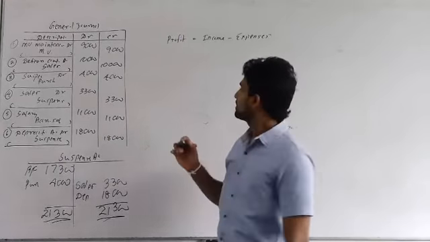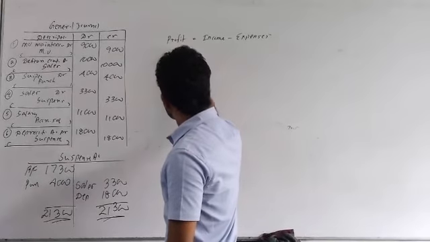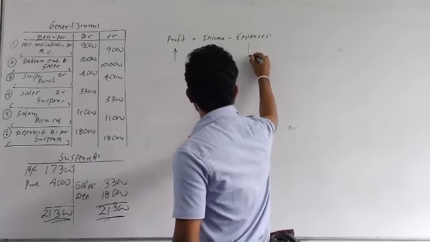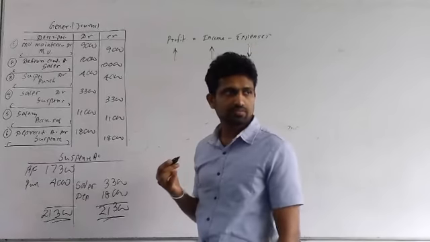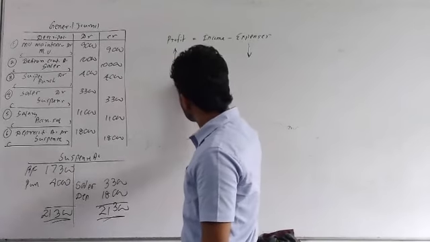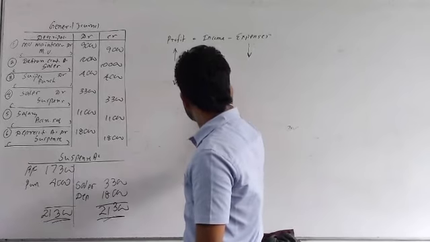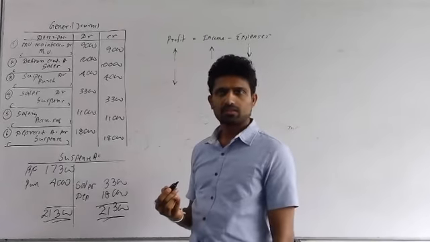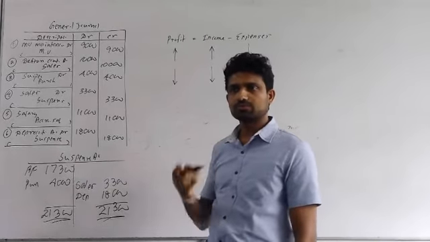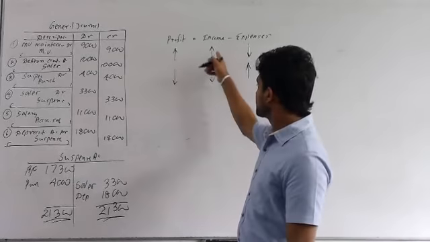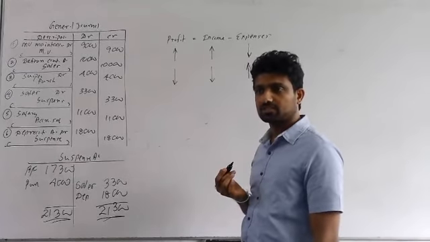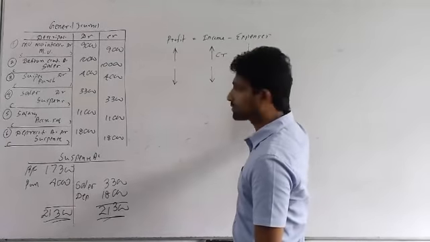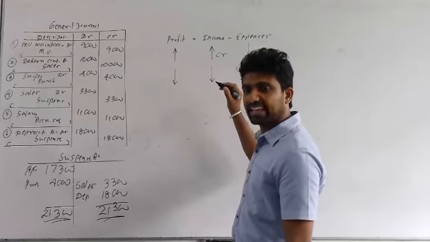So, if you want to increase the profit, income should be increased and expenses should be decreased. Agree? If you want to decrease the profit, income should be decreased and expenses should be increased. Simple. Clear? Yes or no? Increasing income, debit or credit? Credit. Decreasing expenses, also credit. Increasing expenses, debit.